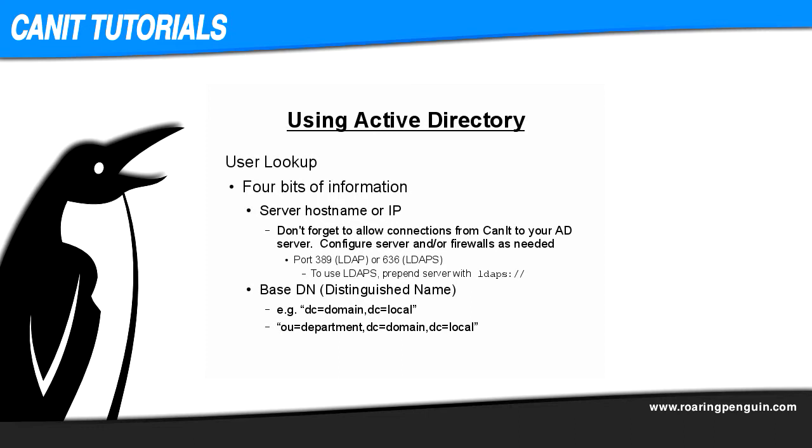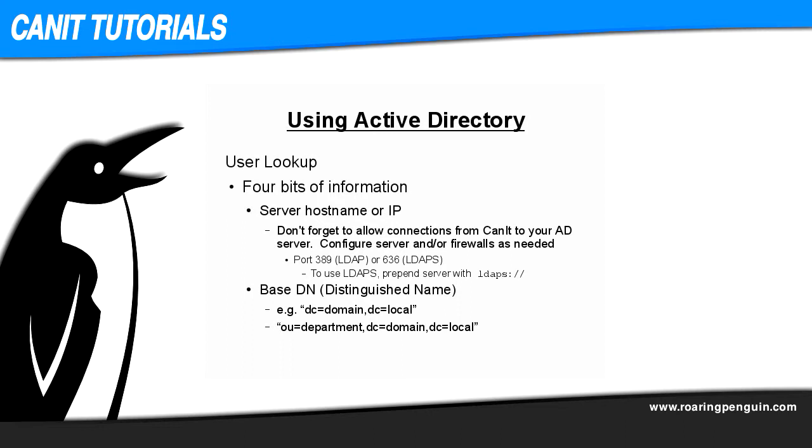The second bit of information is the base distinguished name. I don't want to get into the full details of LDAP directory structures, but for our purposes, it's enough to say that each account is a unique entry that belongs to a group, and the base DN is that group's identifier. It's usually made up of domain components, for example DC=domain, DC=local. It's common for Active Directory components to end with local, rather than using the fully qualified internet domain name.